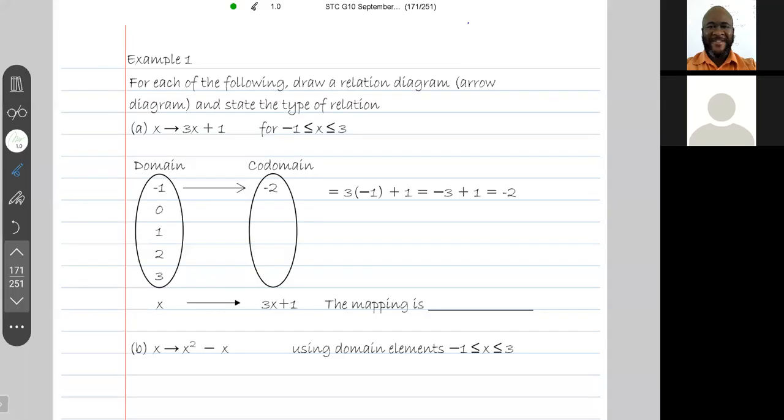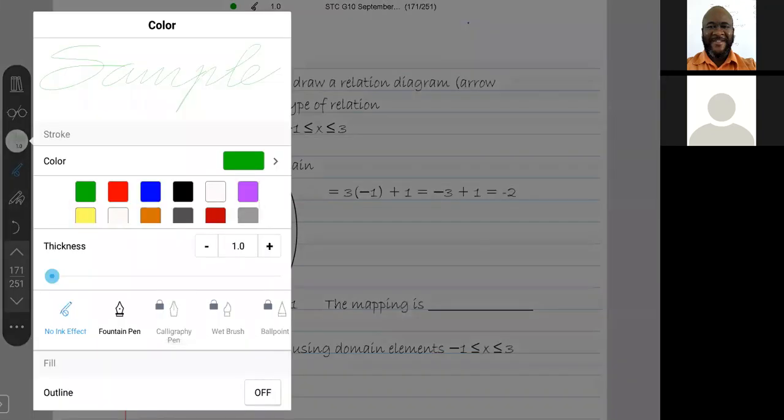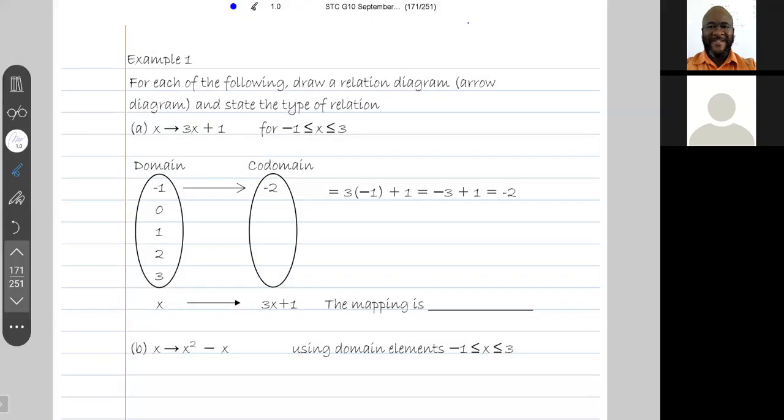All right, guys. So let's have a go at example one. I will do part of it. Then I want you to try and complete it. All right. So example one says, for each of the following, draw a relation diagram.